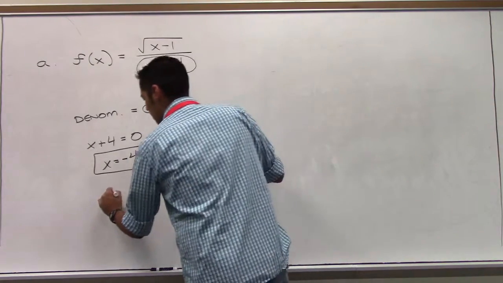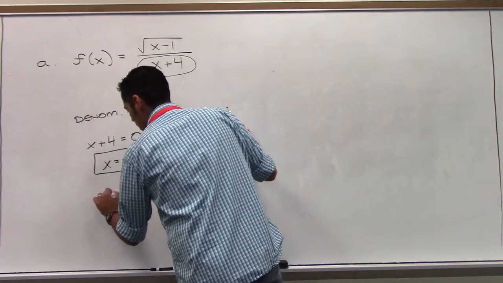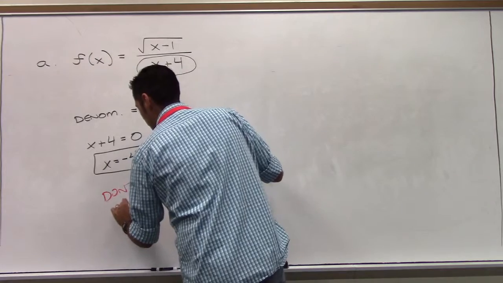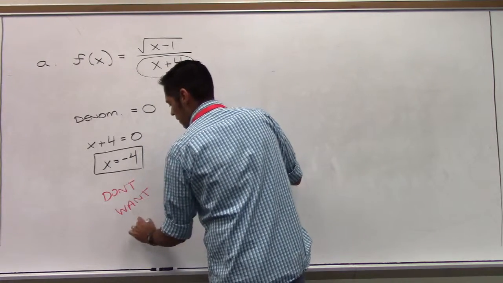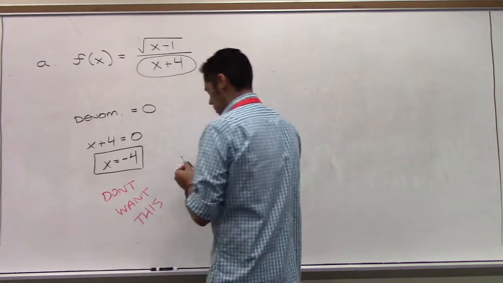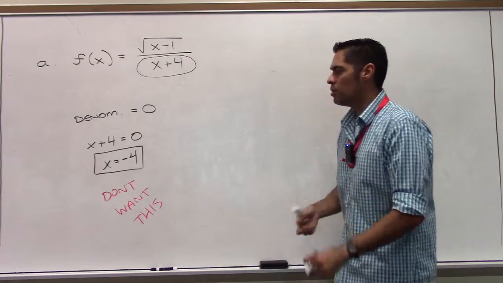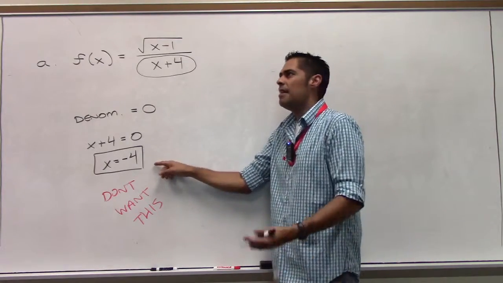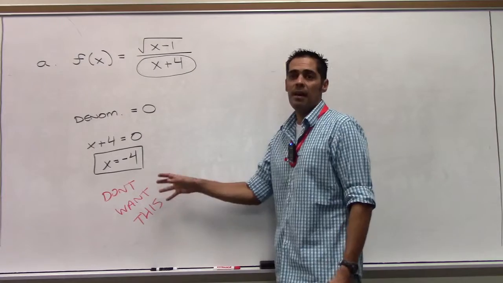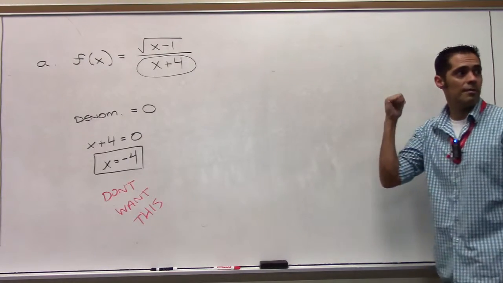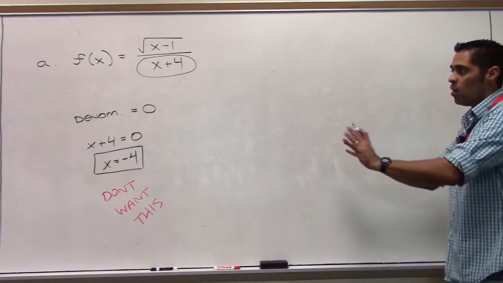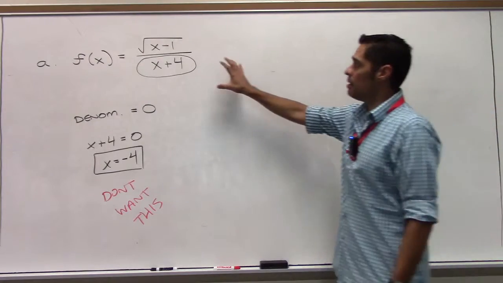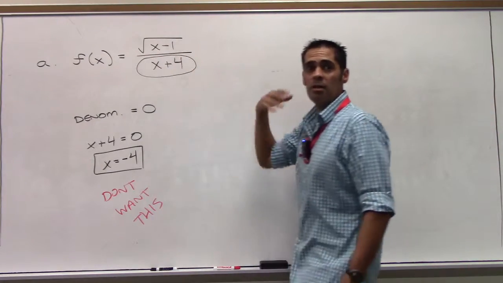So we don't want this. Just remember what we're doing here. We're solving this. We're not saying the answer is -4. We're saying that's a value that we want to chunk. We want to throw it out of our domain. All right, that's one issue we have. So we're done with the denominator? Yes? The other issue is we have a square root.